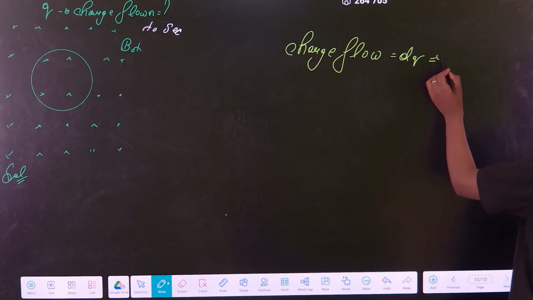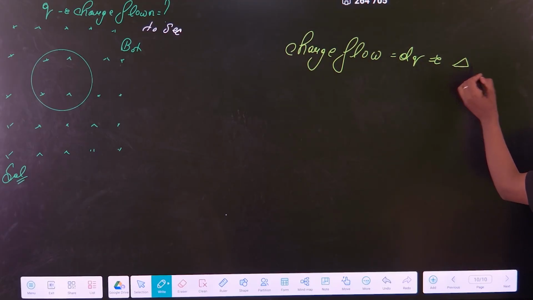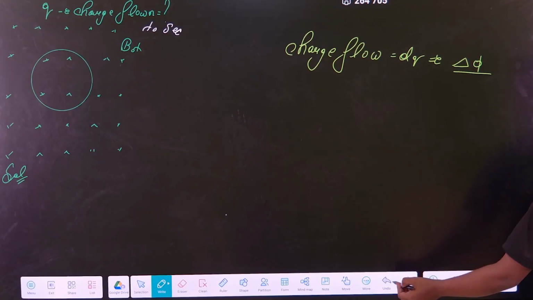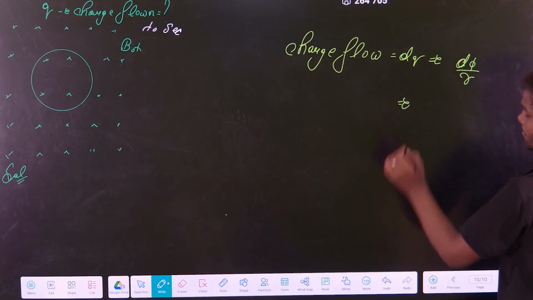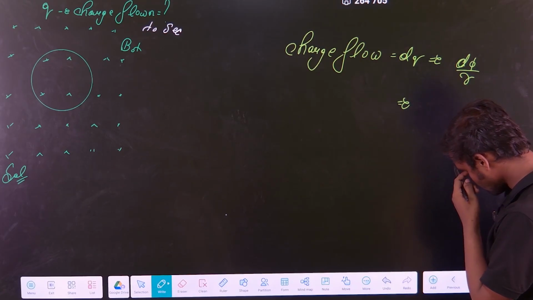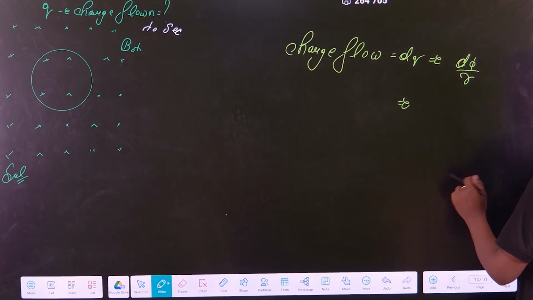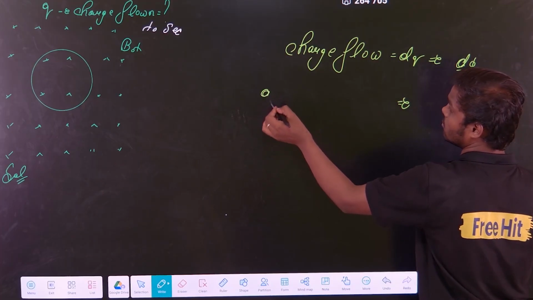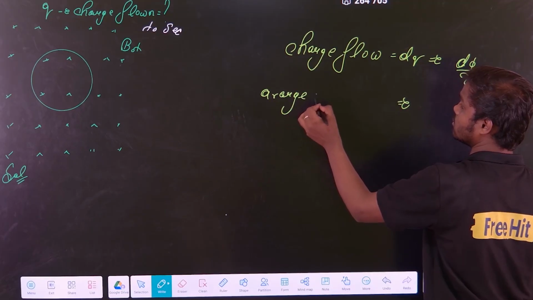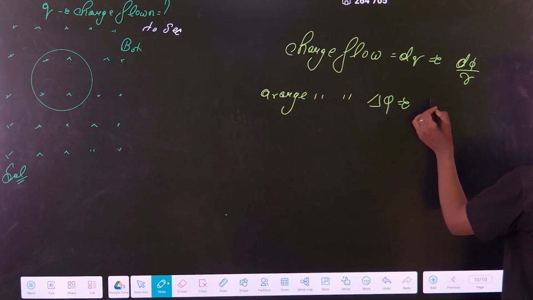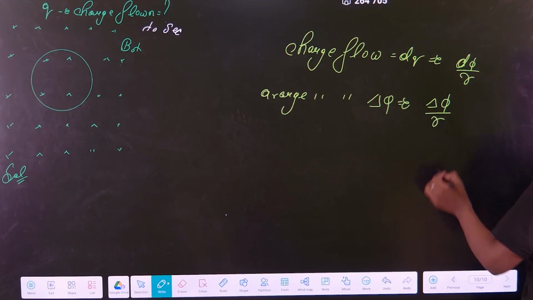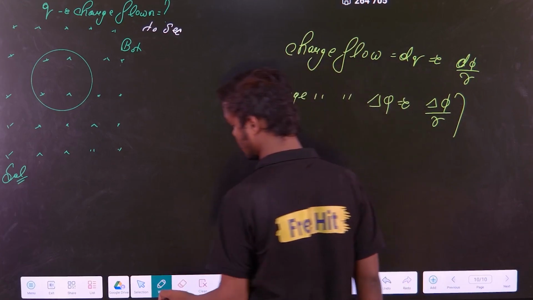How to calculate this? This is defined as d phi by r, or you can say the average charge flown, that is delta q is equal to delta phi by r. So just use this formula and you just tell me the answer directly.